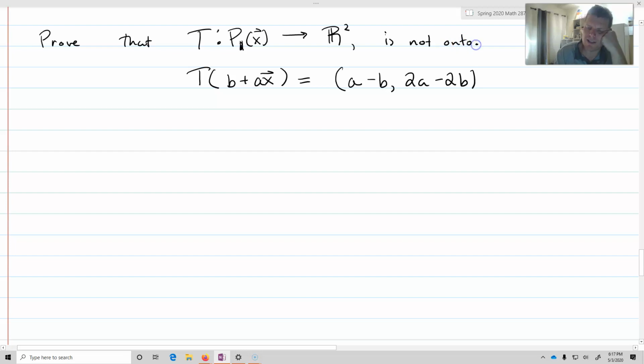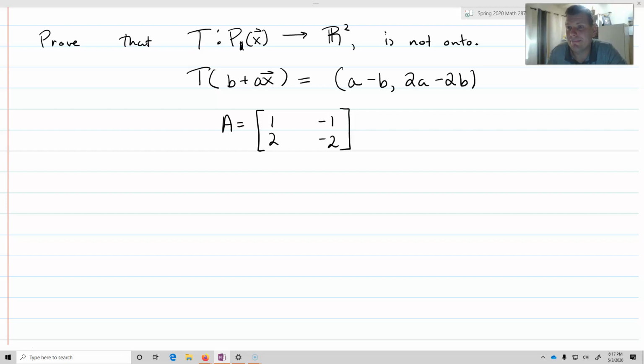All right, we're going to show that this one, in fact, is not onto. So we're going to take P1 of X, we're going to go into R2. And this is going to be defined by A minus B and 2A minus 2B. Basically, that's going to be our matrix for the transformation when we transform our polynomials into vectors: A equals [1, -1; 2, -2].